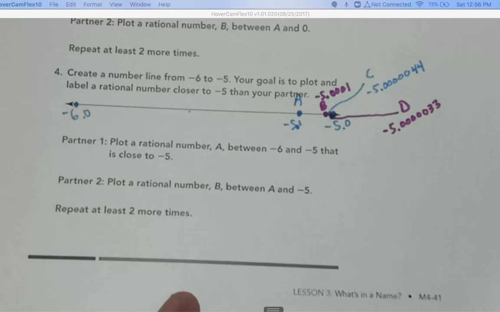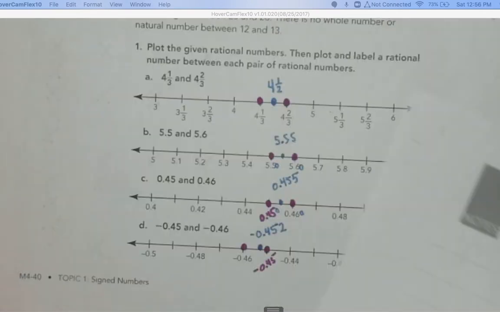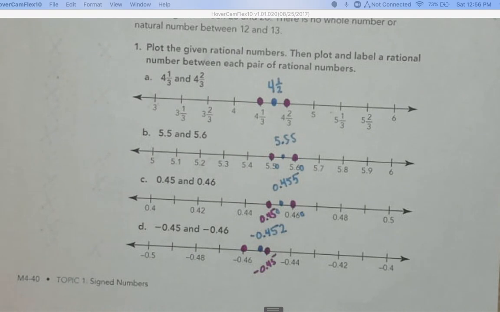Yes. All right. Then this whole idea here is the density property: I can put between any two rational numbers smaller and smaller and smaller numbers. There's room. There's an infinite amount of numbers that can go between any two rational numbers.